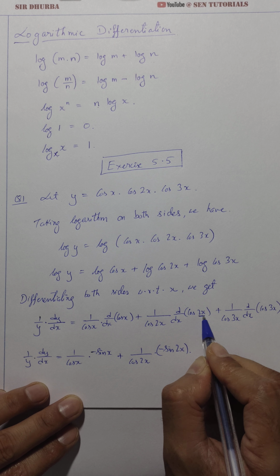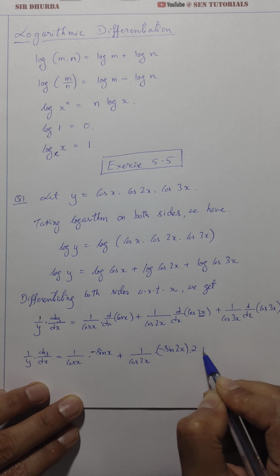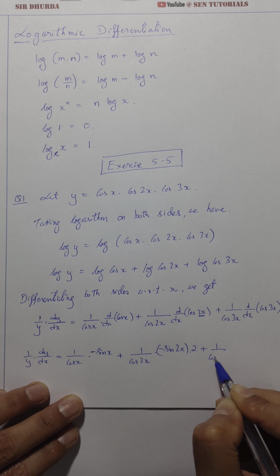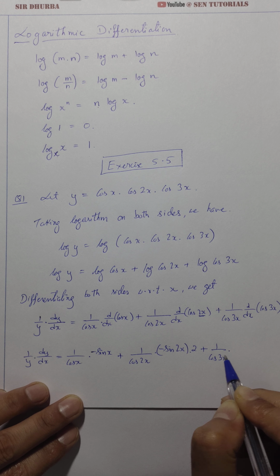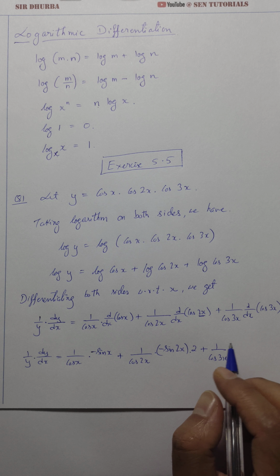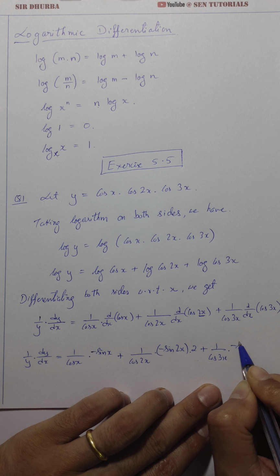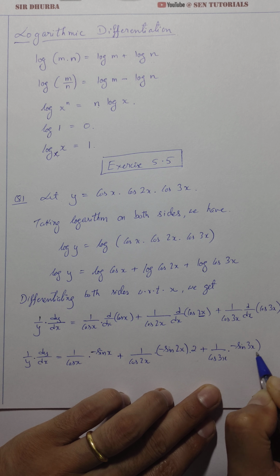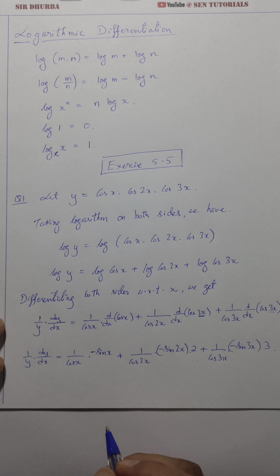Again, chain rule, differentiation of 2x. Do not forget the basics. That's where most of the students forget the chain rule. So minus sin 3x, and differentiation of 3x again would be 3.